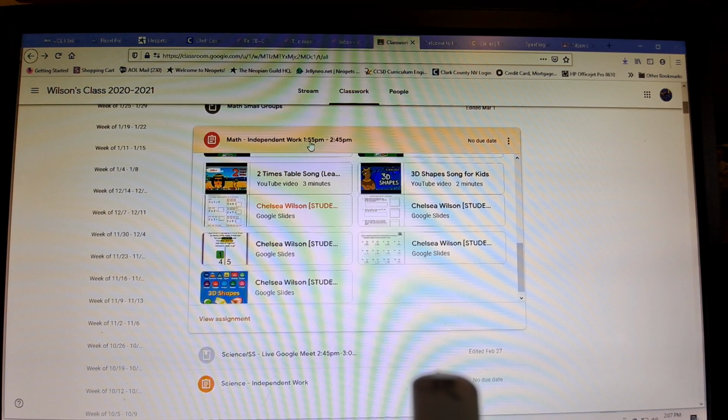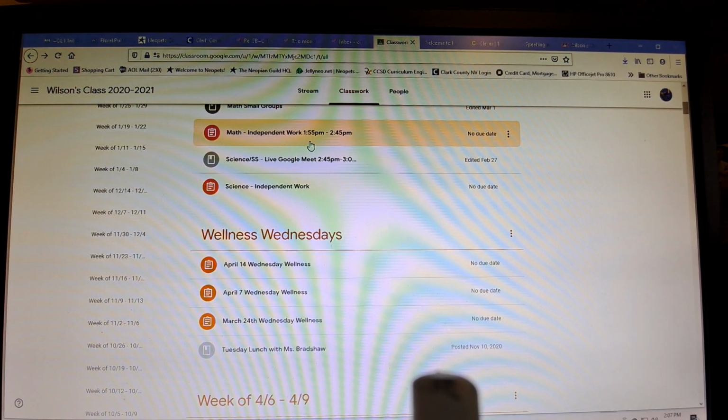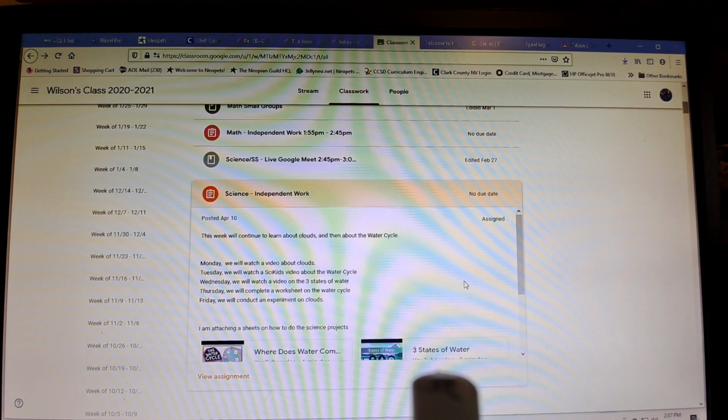And that is our math for the week. Yay! And we do have that kind of neat 2 times table song that we'll listen to again. For science, we're just going to keep working kind of on clouds and then tie that in a little bit to how the water cycle works and forms the clouds.